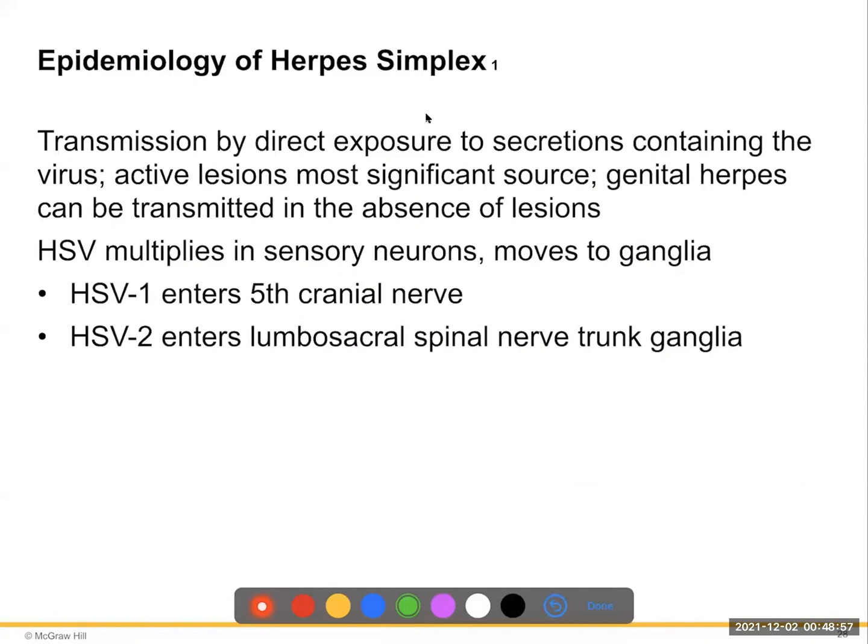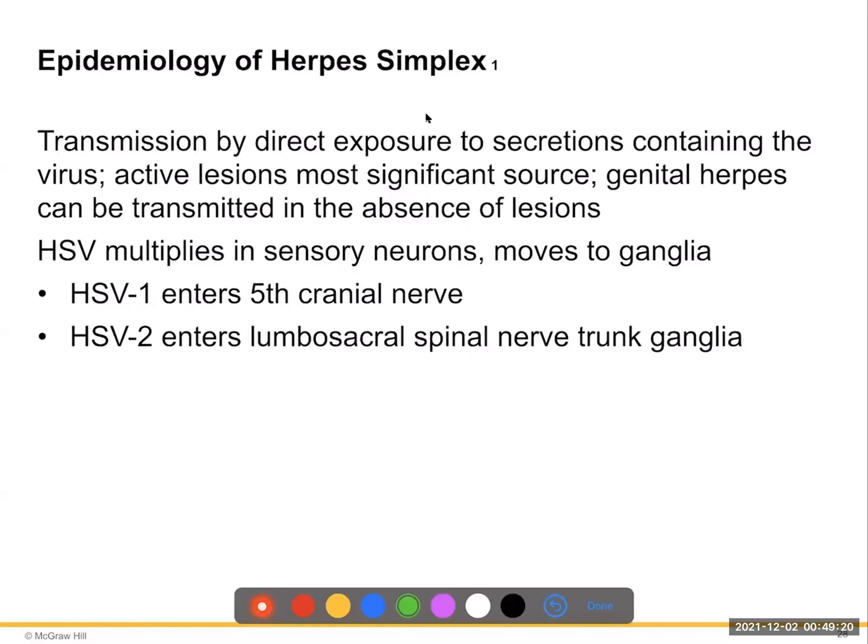All right, transmission is by direct exposure to secretions containing the virus. Active lesions are the most significant source. Genital herpes can be transmitted in the absence of lesions. So the herpes simplex virus 1 is secreted by the lesions. Herpes simplex 2 can be transferred to a patient through sexual intercourse without visible lesions present.